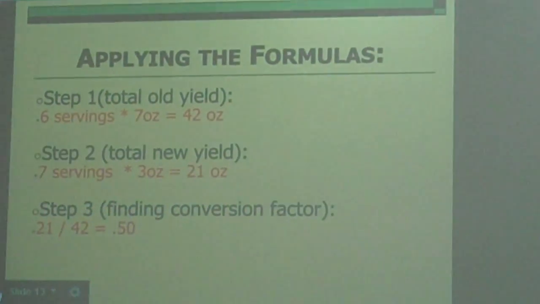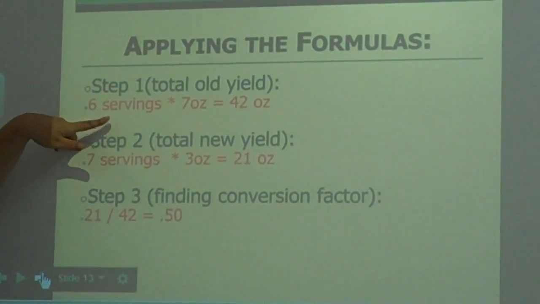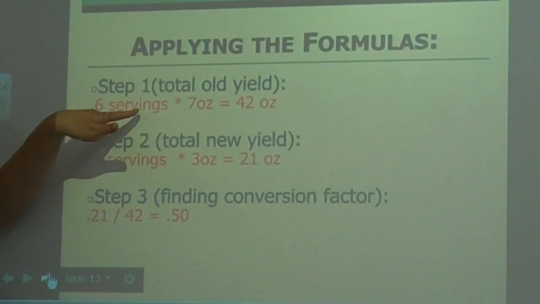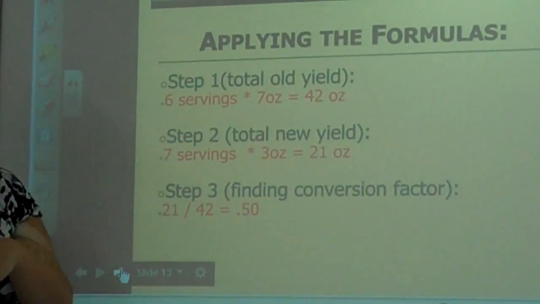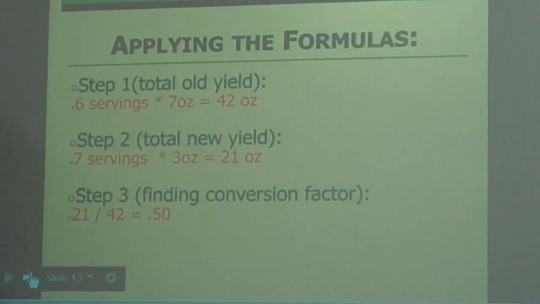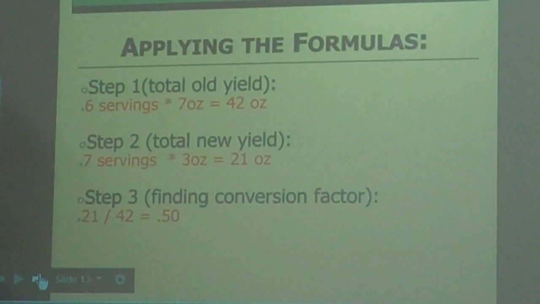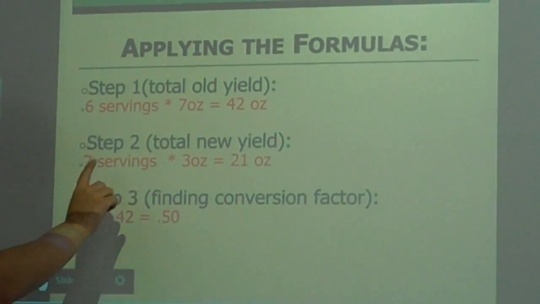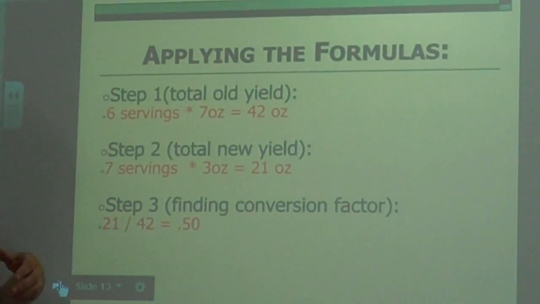Alright, so applying the formulas. Step 1, you're going to calculate your total old yield. So I did that. 6 servings was our old yield. Each serving was 7 ounces, so just basic multiplication, 42 ounces. Now we're going to do your new yield. We're only serving the judges, so we now need 7 portions, but they're sample size portions, so 3 ounces. So 7 times 3 is 21 ounces, so that's our total new yield that we're making for the judges.